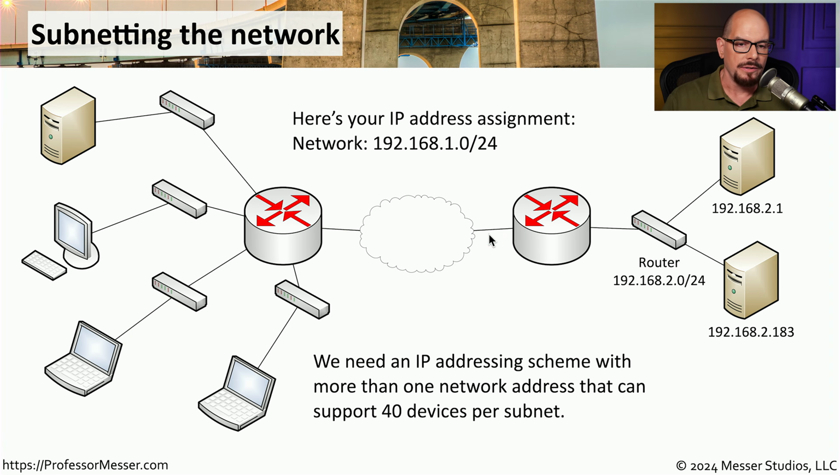Here's a network layout, and it says, here's your IP address assignment. We've been given the IP address of 192.168.1.0/24. And this says we need an IP addressing scheme with more than one network address that can support 40 devices per subnet. That is the optimal number we're looking for, and we need to determine how to subnet this network address to be able to get 40 devices per subnet.